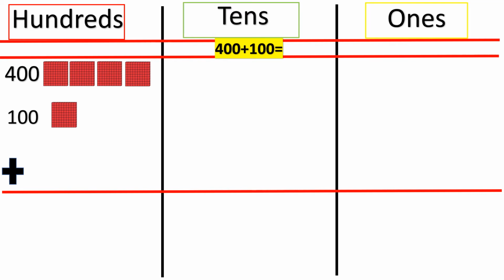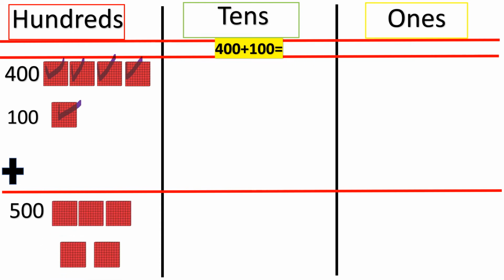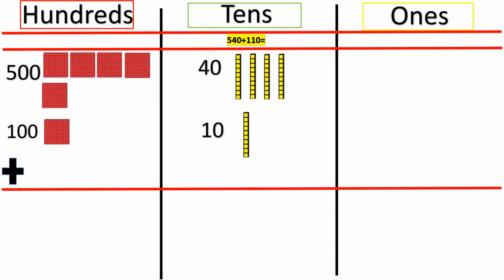400 plus 100 equals, let's count, 100, 200, 300, 400, 500. 400 plus 100 equals 500. Now we're adding 540 plus 110.